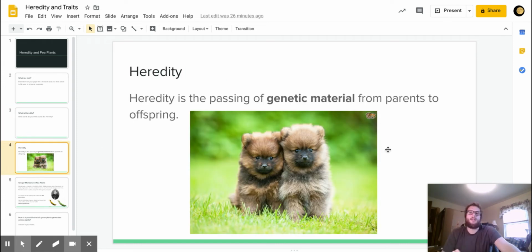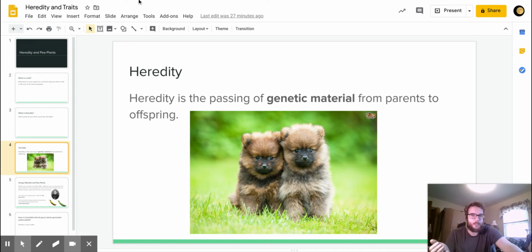All right, so heredity is the passing of genetic materials from parents to offspring. Again, heredity is the passing of genetic material from parents to offspring. We've got a couple puppies here. Remember, we talked about a wolf pup and its mother, and we said, what do they have in common? And obviously, they're both wolves. Hooray. They both have fur. I believe they both have the same color fur as well. So those are important details when we're talking about heredity. You are passing genetic info from parent to offspring.